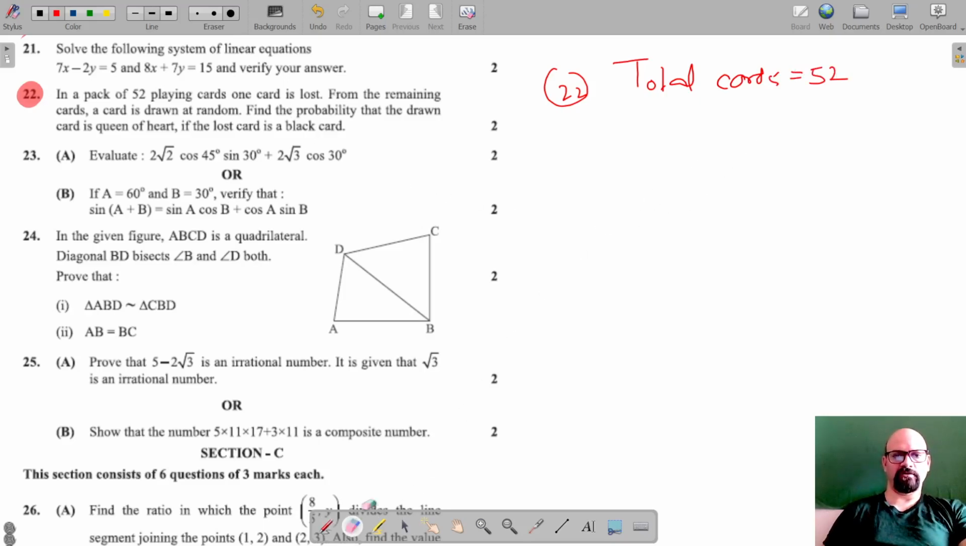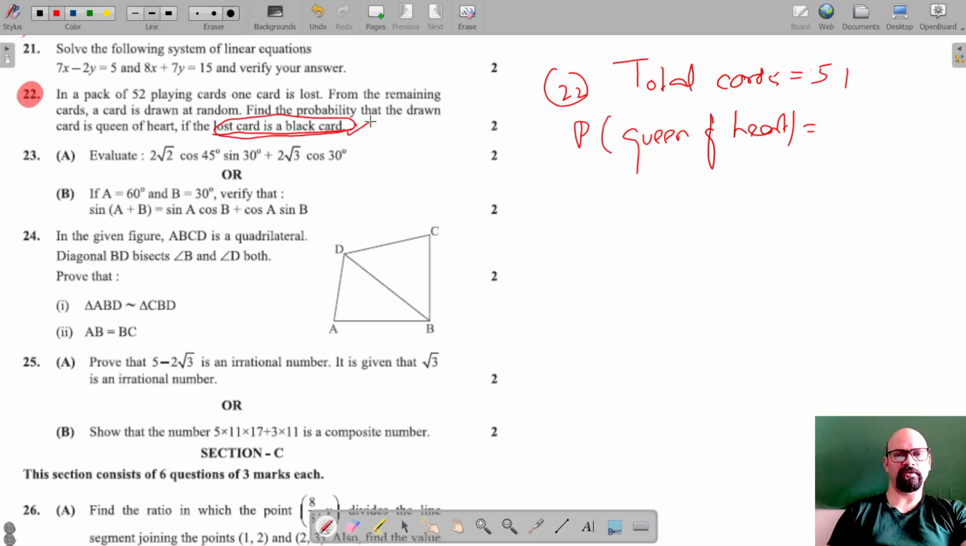So if one card is lost, that means the total cards with us is 51. We have to find the probability of Queen of Heart. One card is lost and the lost card is a black card. So this black card doesn't affect the probability of drawing the Queen of Heart because heart is of red color.